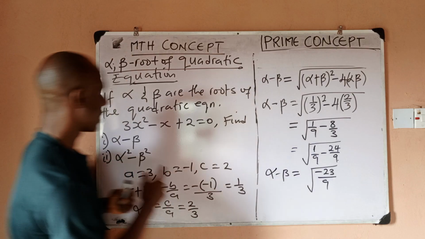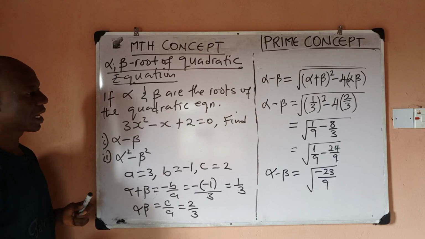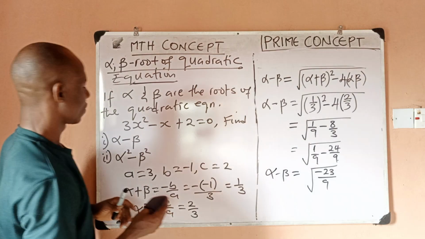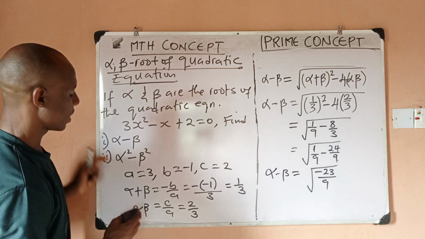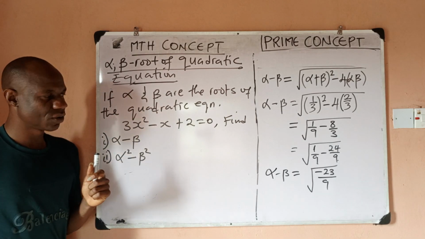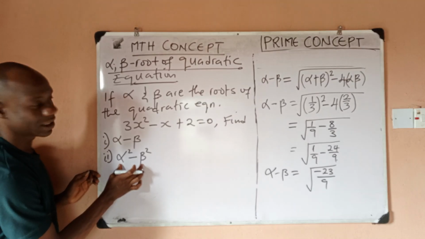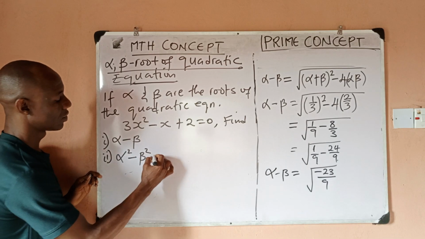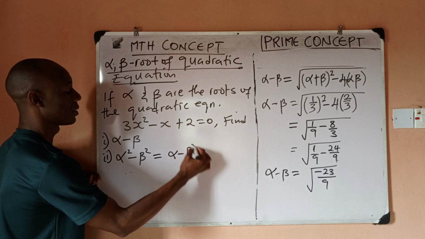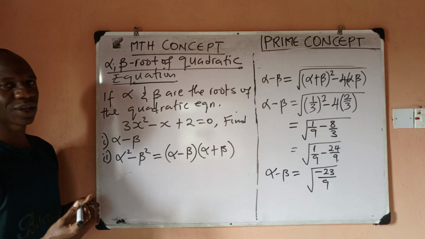Now, the second part of the question says find alpha squared minus beta squared. So I'm going to do that. I want to find alpha squared minus beta squared. You would see that it follows from what we already know. So alpha squared minus beta squared. Recall that this thing is actually what you know as difference of two squares. So this can be written as alpha minus beta times alpha plus beta. So that is what this is actually equal to.